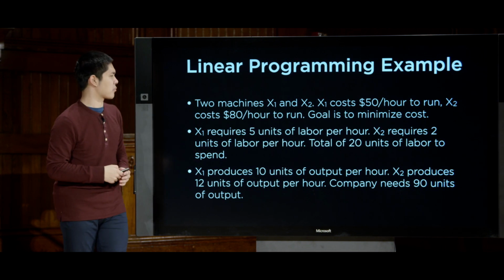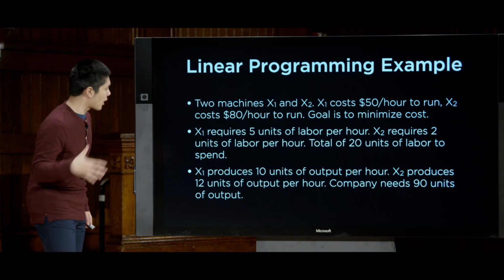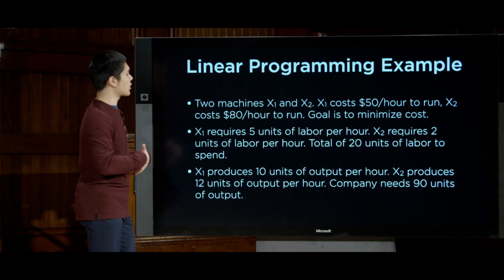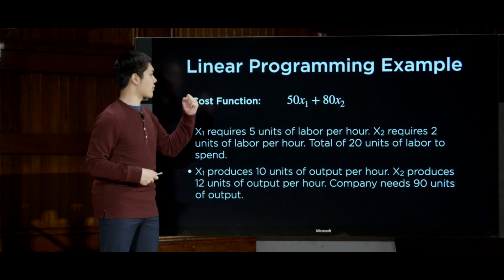So let's start with this first point. Two machines, x1 and x2. x1 costs $50 an hour, x2 costs $80 an hour. Here we can come up with an objective function that might look like this. This is our cost function, rather.